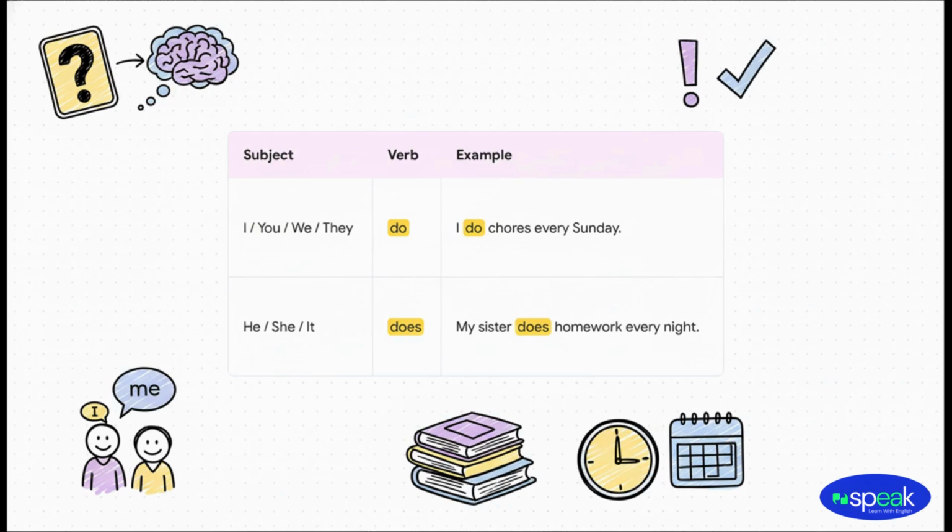Now, when we're talking about routines or habits, the rule is actually super simple. It all comes down to one thing. Who are you talking about? If the subject is I, you, we, or they, you use do. But if it's he, she, or it, you use does. That's it. It's that straightforward.